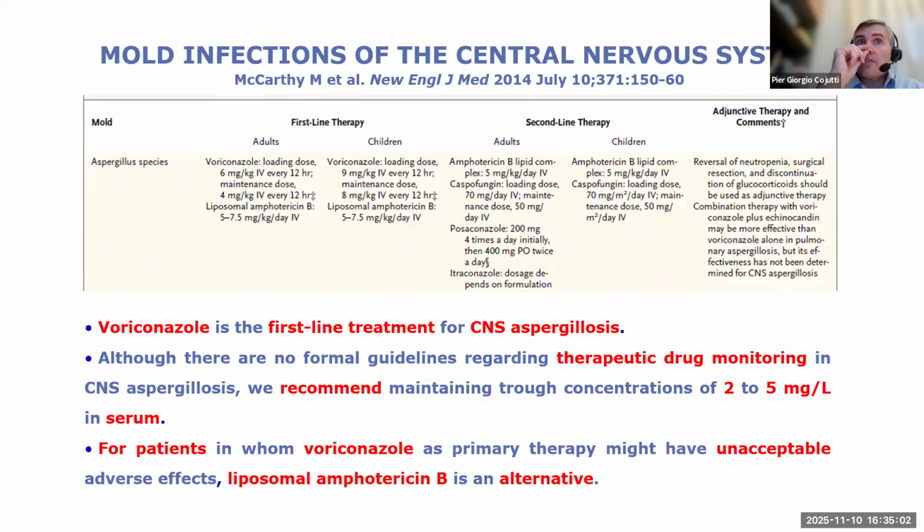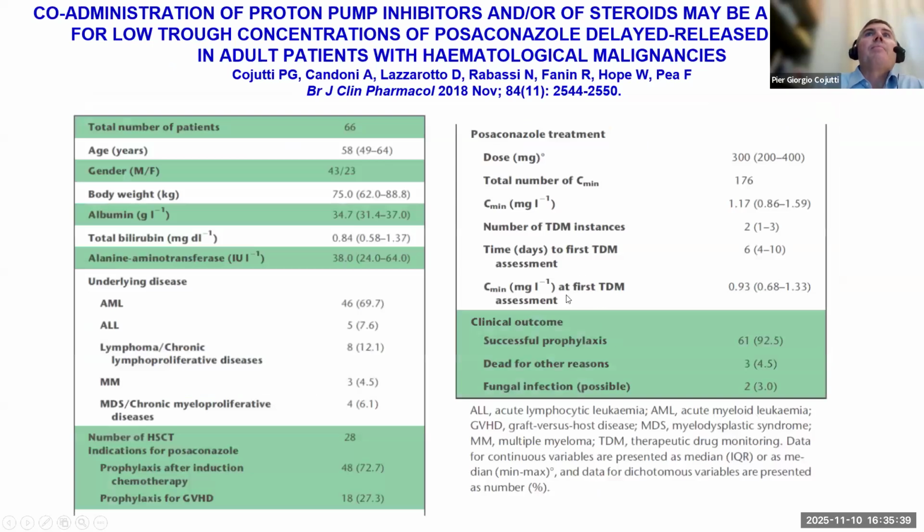Voriconazole is, of course, first-line treatment in central nervous system aspergillosis. Therapeutic drug monitoring is recommended when using this drug in this clinical scenario, targeting 2 to 5 for the trough concentration, the lower level, which should be a bit higher in serum. Liposomal amphotericin B is an alternative to voriconazole when voriconazole cannot be used, simply because liposomal amphotericin B penetrates the brain less well than voriconazole.